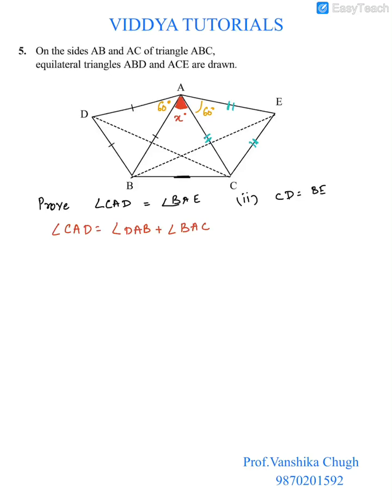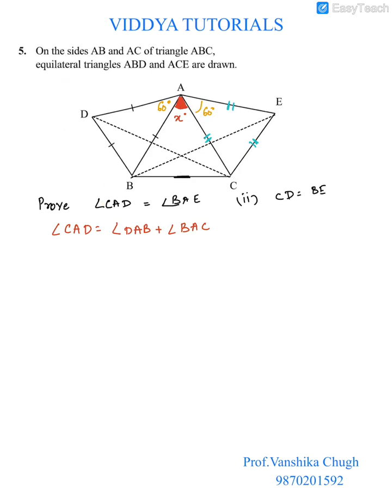Students, this is the sum on congruency of triangles. The sum reads: on the sides AB and AC of a triangle ABC, equilateral triangles are drawn. Equilateral triangles have all three sides equal. So I have ABD, all three sides are equal and each angle is 60. I have triangle ACE, all three sides are equal and each angle is 60.